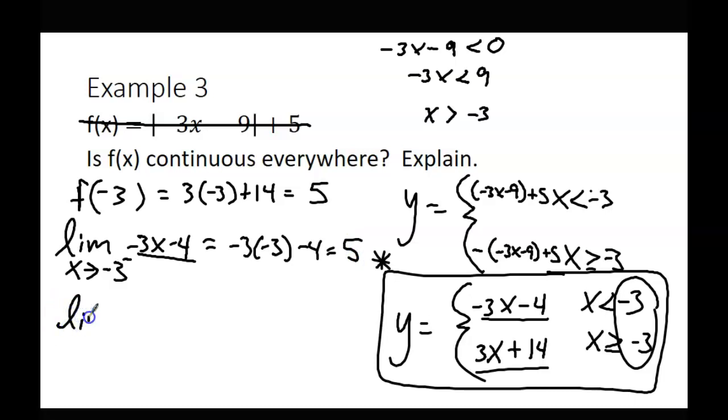Limit from the right. I'm going to use the bottom piece for this, which is 3 times negative 3 is negative 9, plus 14 is 5. They're all the same, right? That's good. That means it's continuous. That's what we learned yesterday.